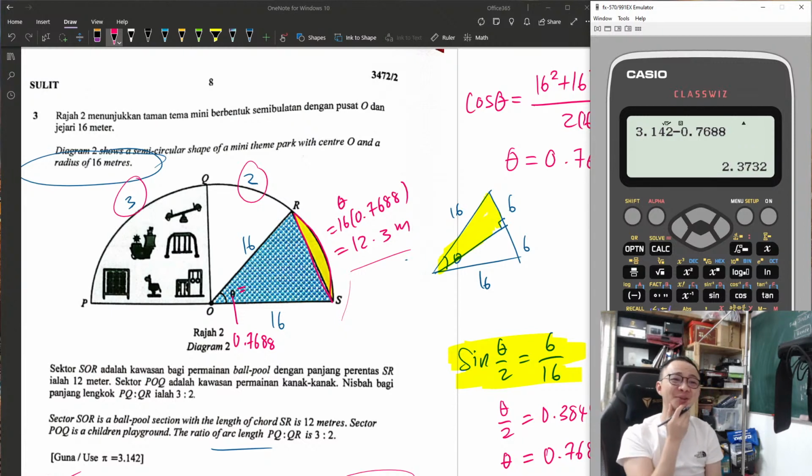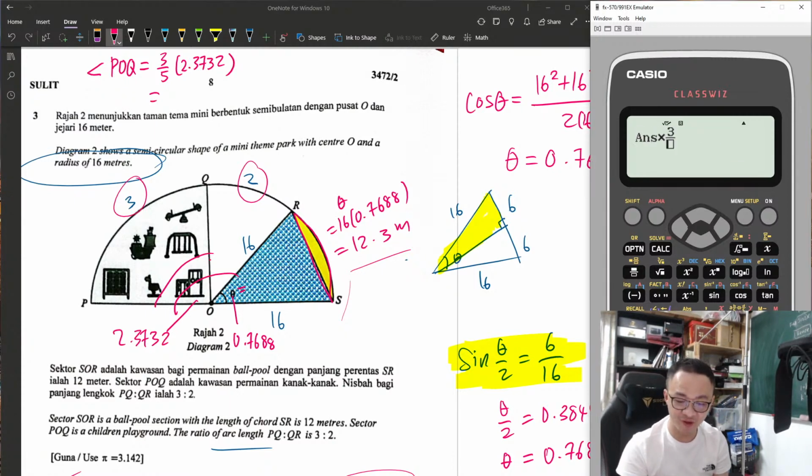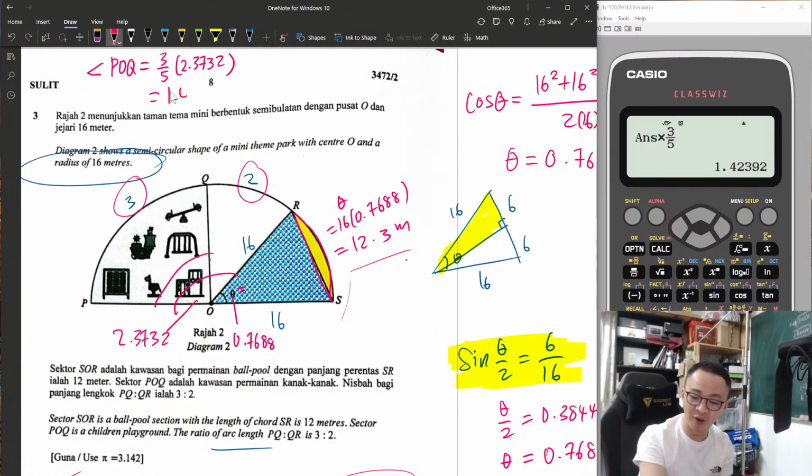So I was wondering how come it's too easy. Sometimes I will doubt my answer. So the whole angle here is 2.3732. I want to find exactly this angle here, so it will take 3 ratio out of 5 ratio, right? Therefore the angle of POQ should be 3 out of 5 of 2.3732. So this one times 3 over 5 is 1.44239.